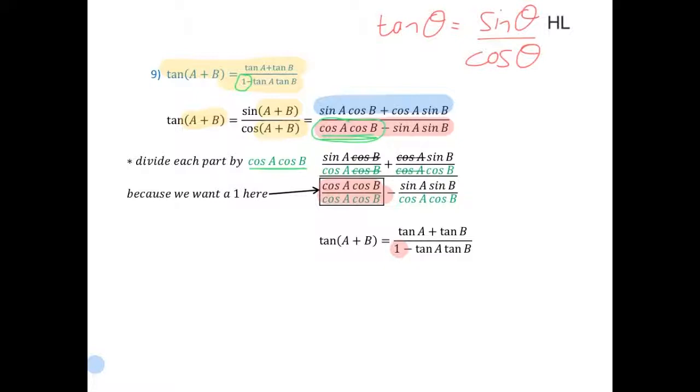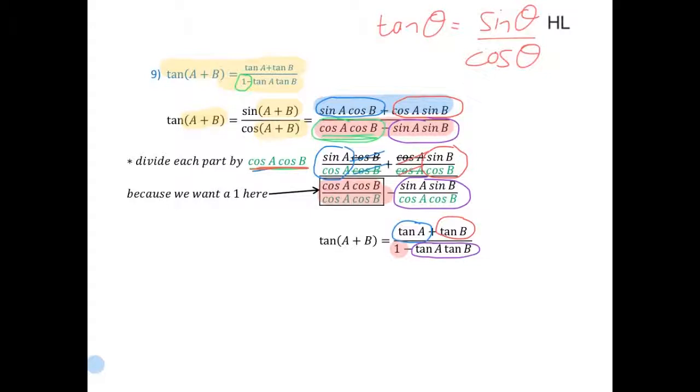So then it's just a matter of looking at what happens to all the other parts. When we divide sine a cos b by cos a cos b, the cos b's cancel, and we're just left with sine a over cos a, which is just equal to tan a by definition. If we divide cos a sine b by cos a cos b, the cos a's cancel, and we have sine b over cos b, which is just tan b again by definition. Then, if we look at our last part, we have sine a sine b divided by cos a cos b, which we can write as tan a multiplied by tan b.